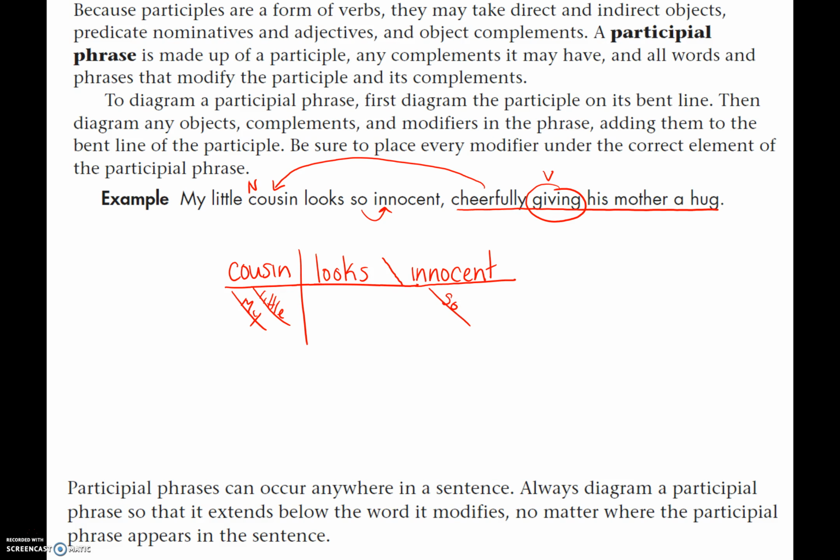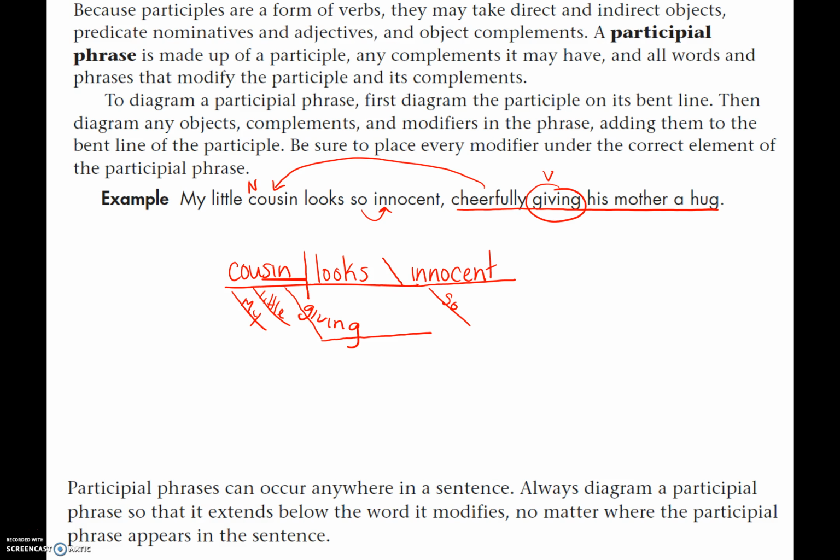And then we have this participial phrase. Because it's describing the cousin, it's going to go underneath the cousin. So I'm going to make this line just a little bit shorter because then I can extend one more diagonal underneath cousin, the noun that it's describing. I'm again going to draw the horizontal, and then I'm going to write my participle giving on that line, curved so that it goes around and touches both the diagonal and the horizontal.